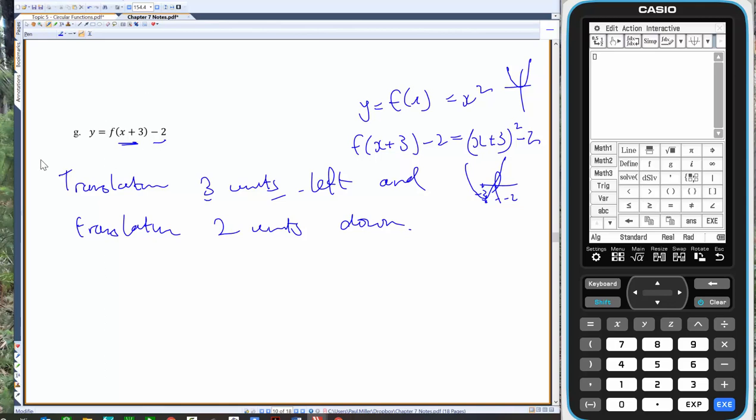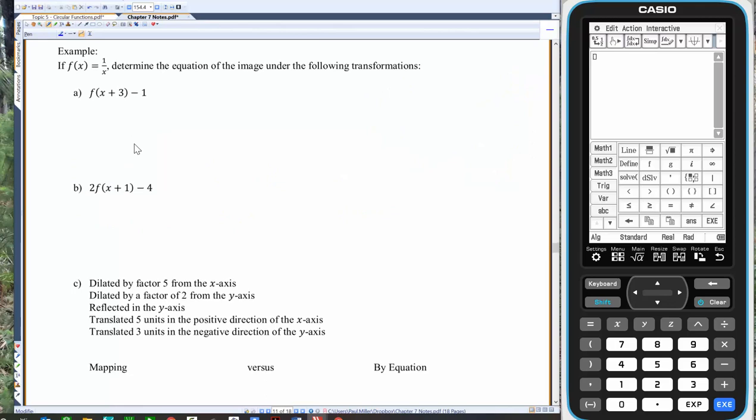Okay, again, these are really easy ways to shift functions around, by simply dropping x plus 3 into the function. You'll create your new function. Now that can be really handy down the track.